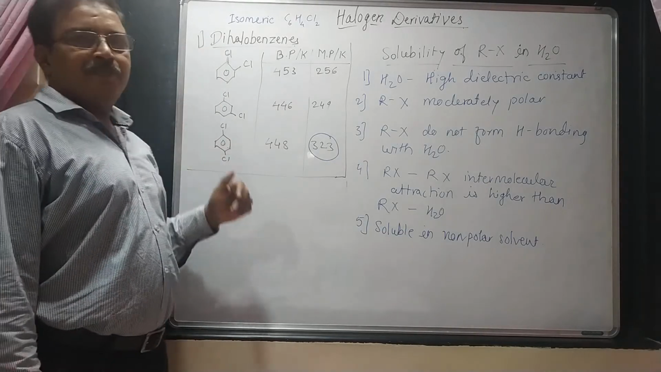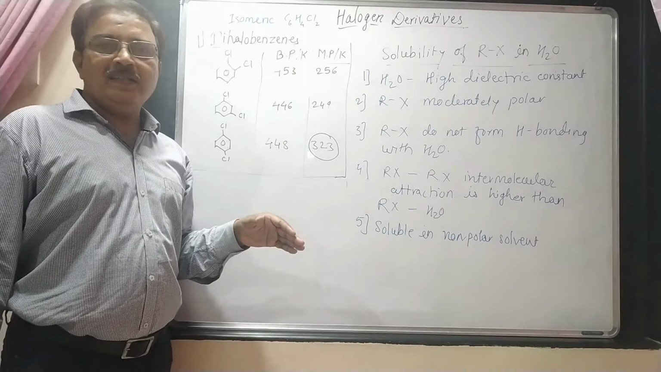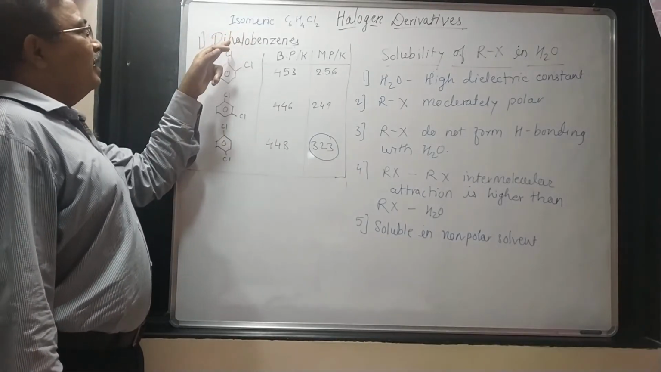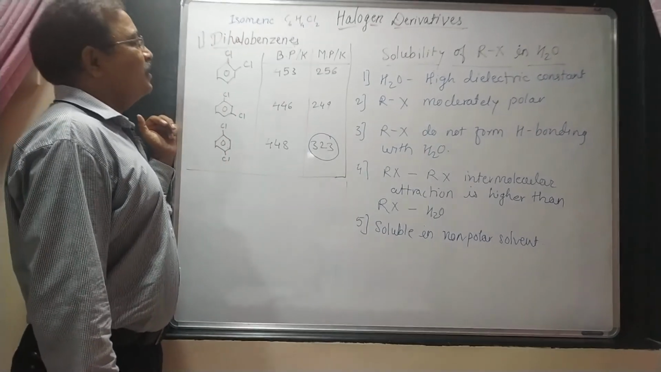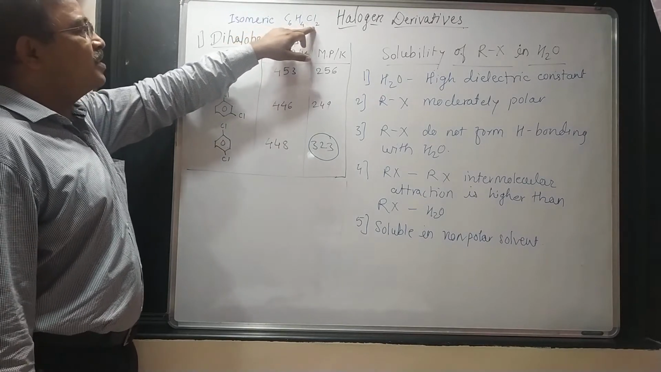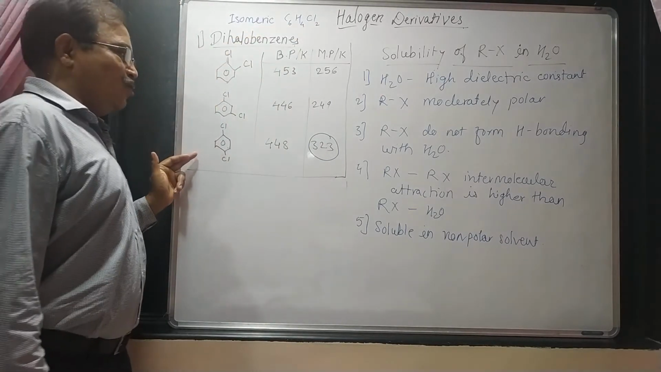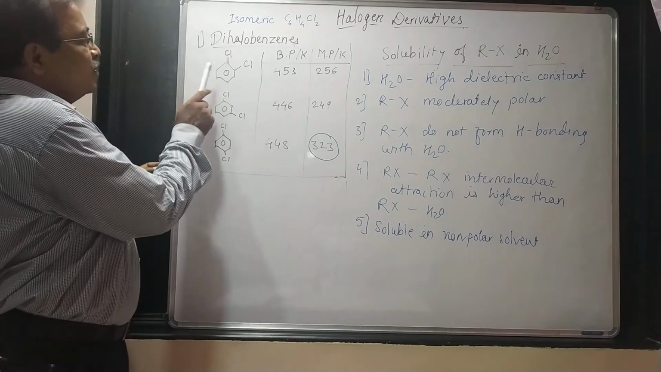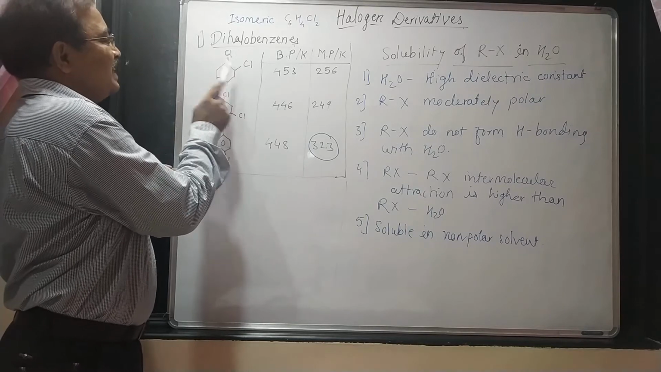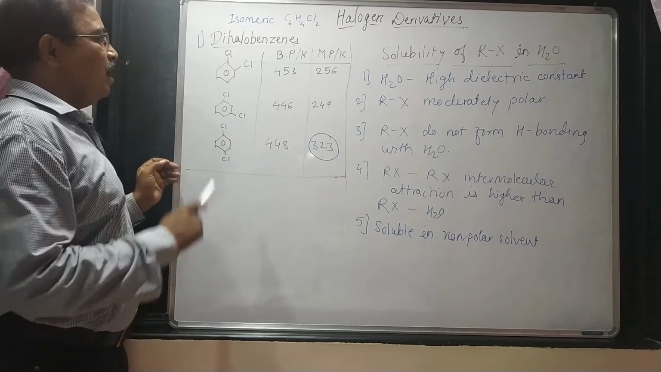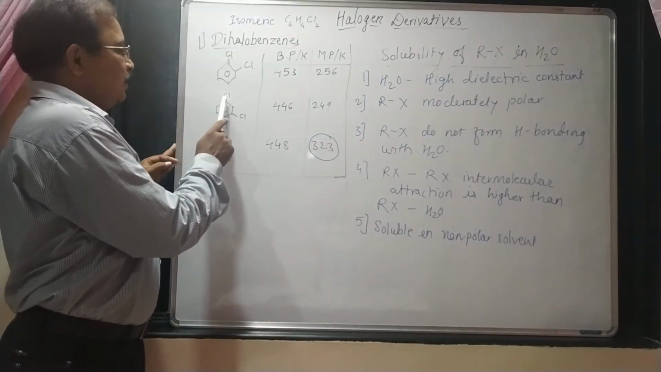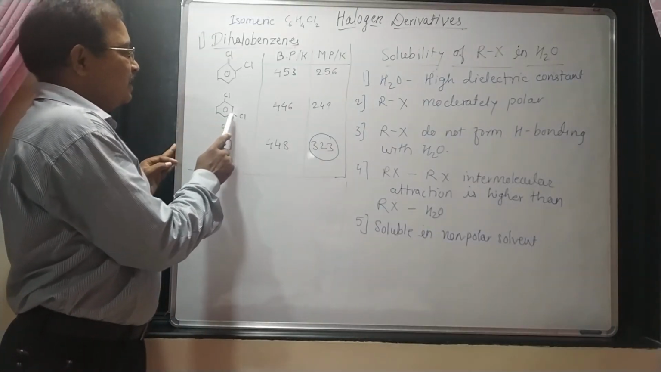Now the next point: we are going to study the boiling point of isomeric dihalogen compounds. Here isomeric dichlorobenzene is taken, having the formula C6H4Cl2. There are three isomers. In the first one, the two chlorine atoms are attached at the first and second carbon atoms. Therefore, this is called orthodichlorobenzene.